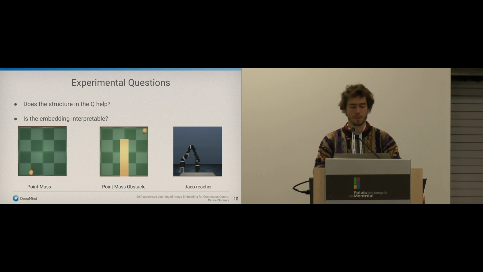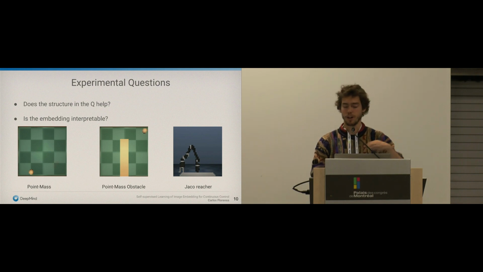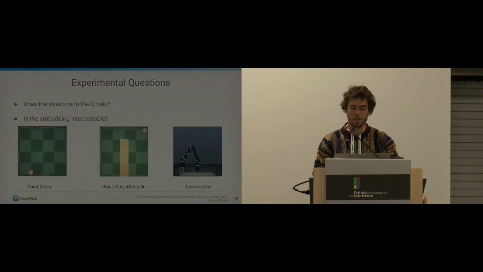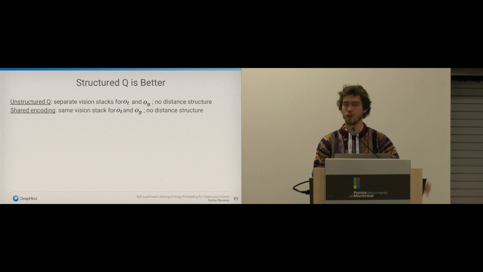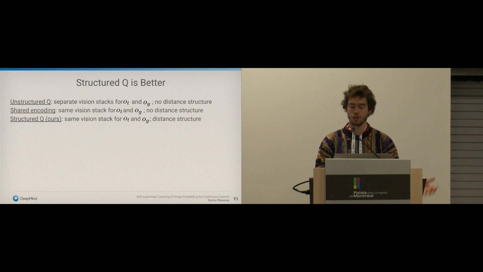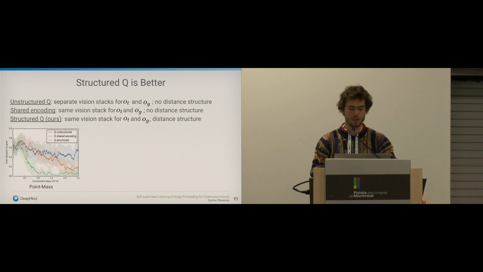Let's look at the experimental questions first. Does this structure in the Q help in the learning? And is this embedding interpretable? We'll see this in 3 simple MuJoCo tasks. There is a point mass navigating around an obstacle, and a 7 degrees of freedom Jaco arm trying to reach a position. The first baseline will be the unstructured Q, the one that I introduced before, that has no distance structure or anything. The shared encoding is exactly the same one, but the 2 vision stacks are the same. And finally, the structured Q, which is the one we propose, uses the same vision stack and also has this special structure that I introduced before.